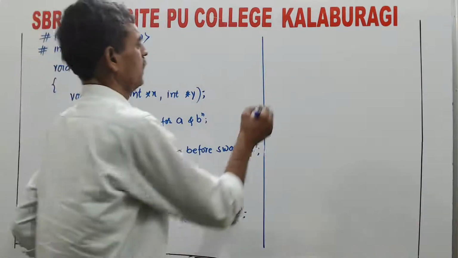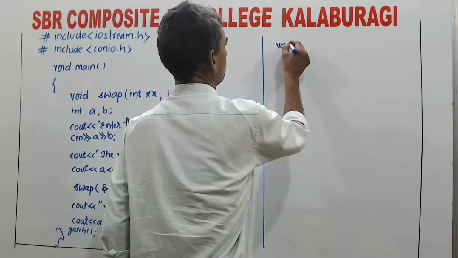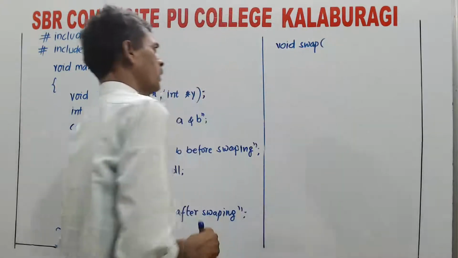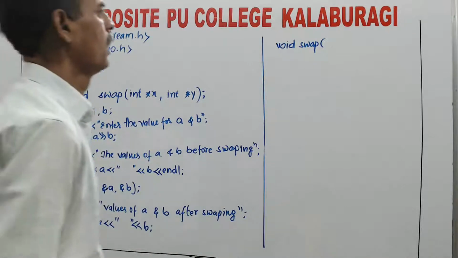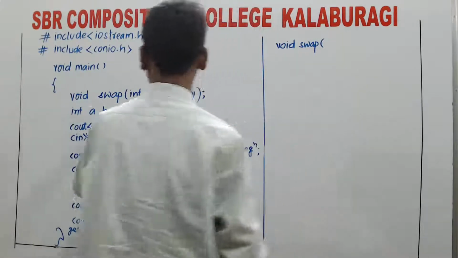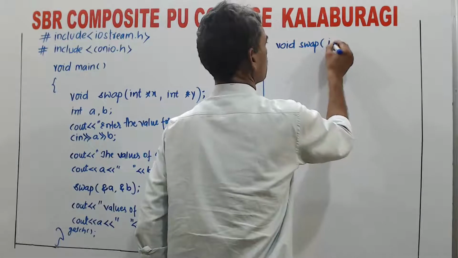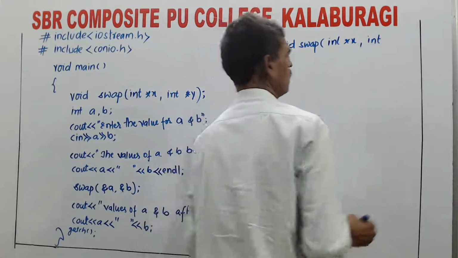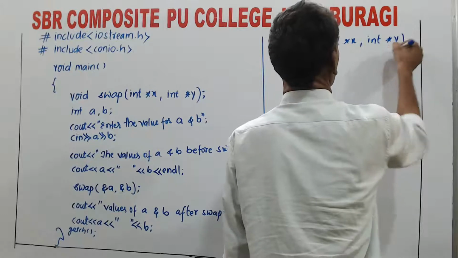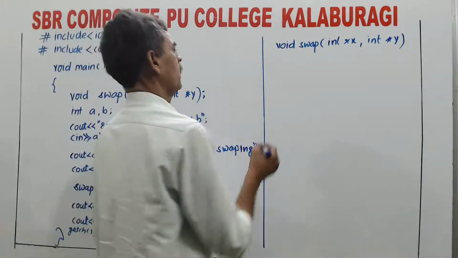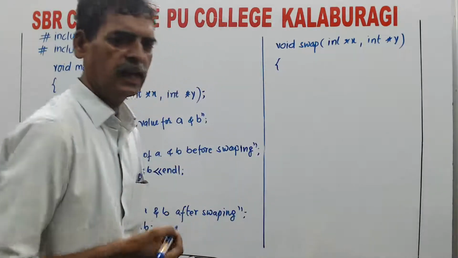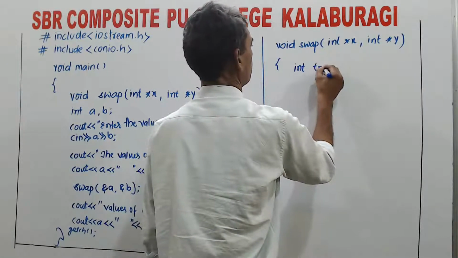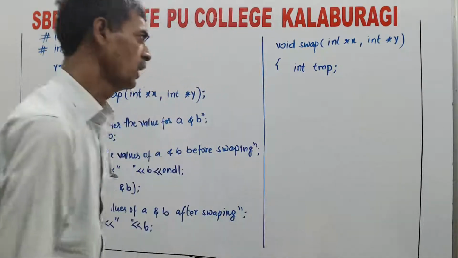Swap doesn't return any value, so here I'll write void swap. Here I'll take two pointers because we are passing two pointers: int star x, comma, int star y. These are the two pointer variables. Here I'll declare one local variable temp. Int temp is a local variable.